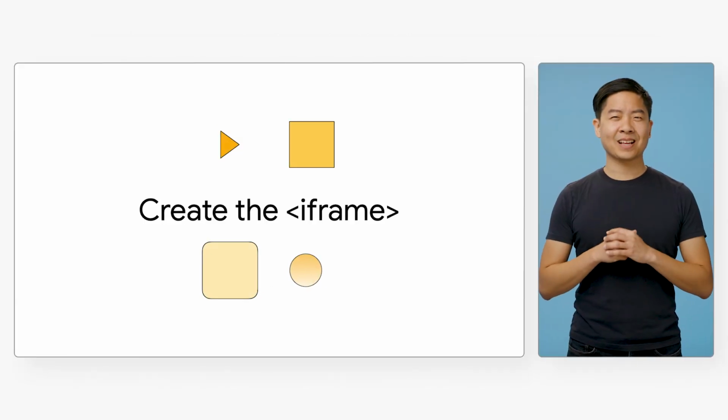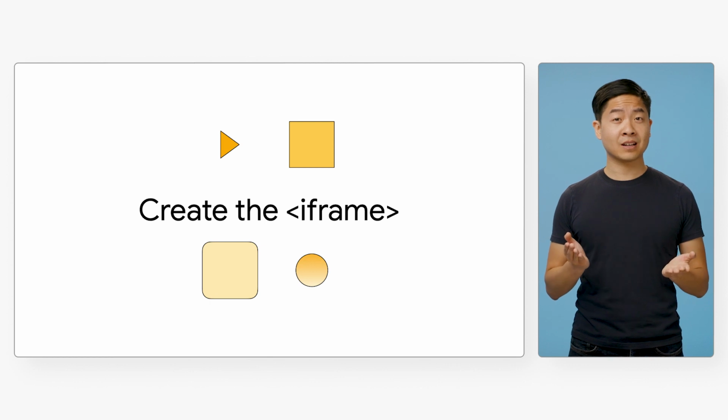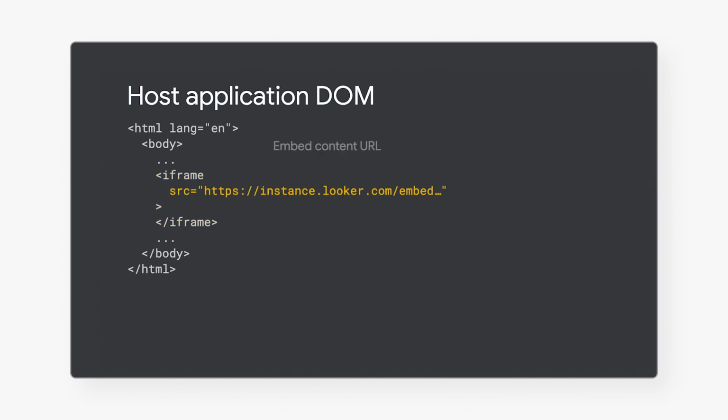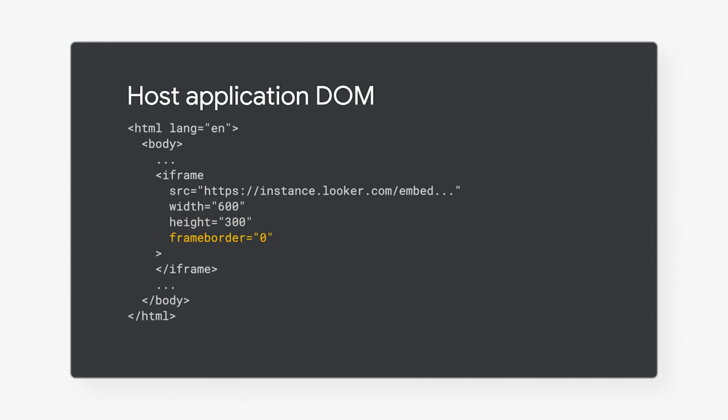Now, let's create the iframe for your Looker embedded content to go into. Let's say this is your host application's DOM. First, insert the iframe HTML element into the DOM. Set the iframe source attribute to the embed content URL we just built. Then, define the width, the height, and other attributes you need to best display your embedded Looker content. And congrats! We have now embedded Looker content inside an iframe.